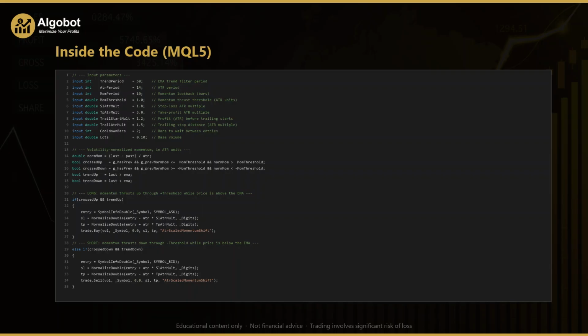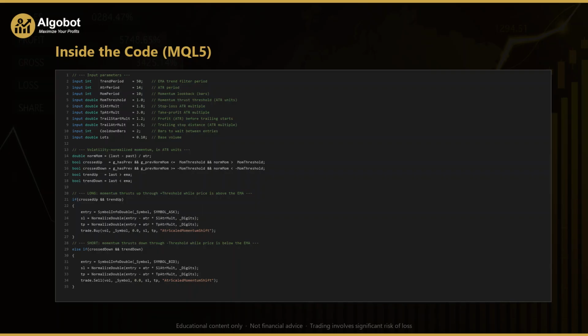Below the inputs is the heart of the logic. The line computing normom takes the last close minus the past close and divides by ATR. That's our momentum in ATR units. The crossed-up check confirms the previous reading was at or below the threshold while the new reading is above it.